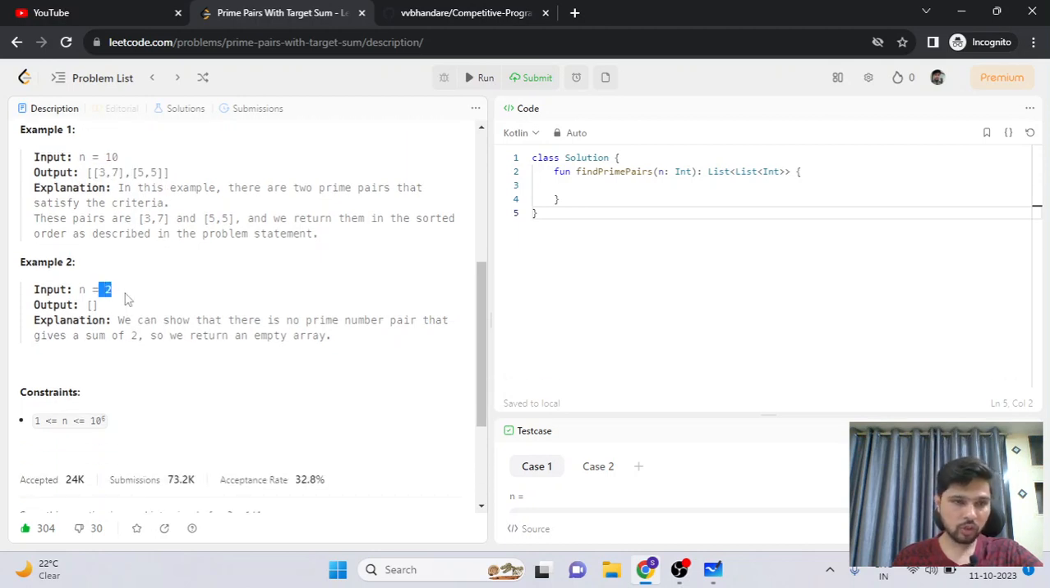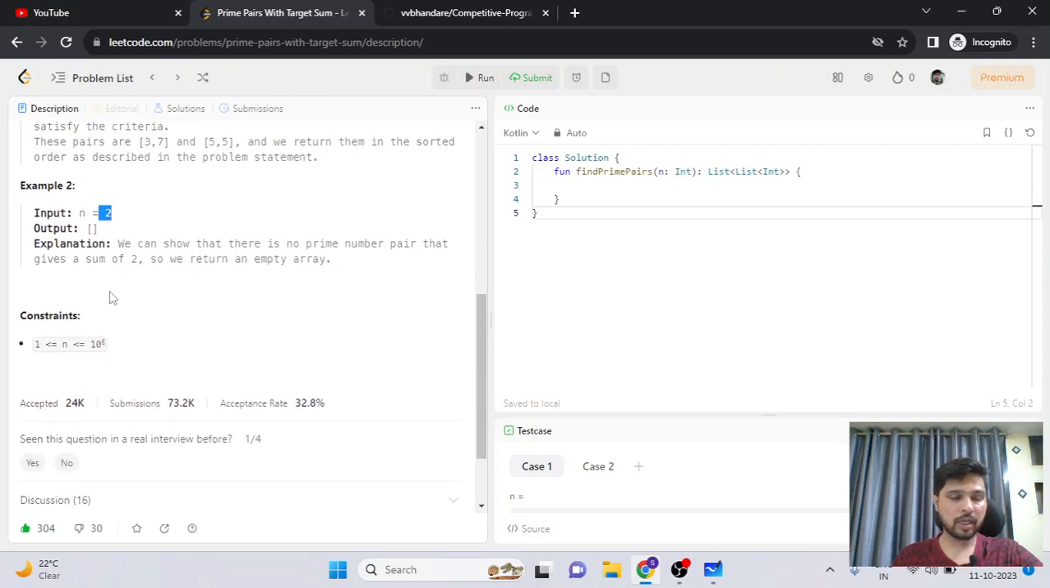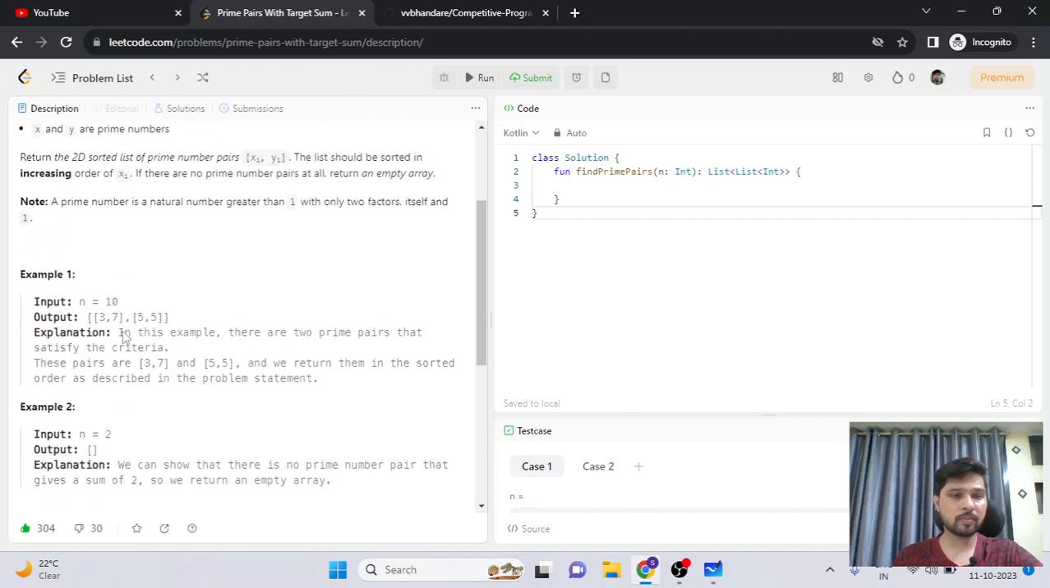For n equal to 2, again as I said, 1 is not a prime number, so you cannot have a pair whose sum is equal to 2. So in such a case you have to return the empty array. And these are the constraints: 1 is less than or equal to n, less than or equal to 10 to the power 6.